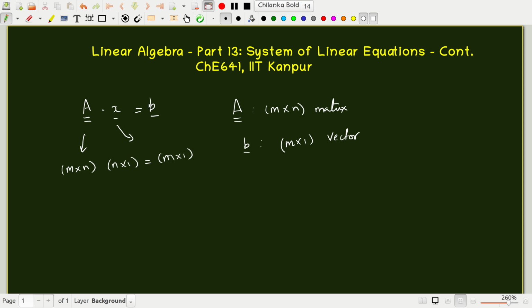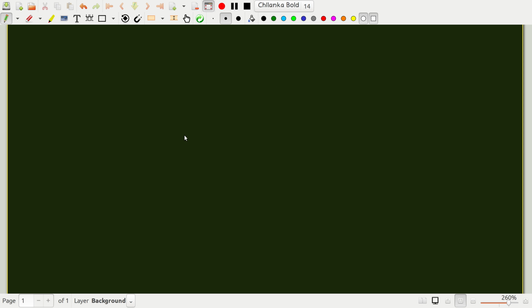This is the system of equations that we would like to solve, and X is the unknown vector. It's a column vector of coefficients x1 up to xn. Both A and B are known. Now we are interested in understanding when solutions will exist.